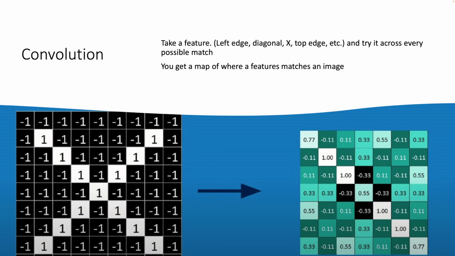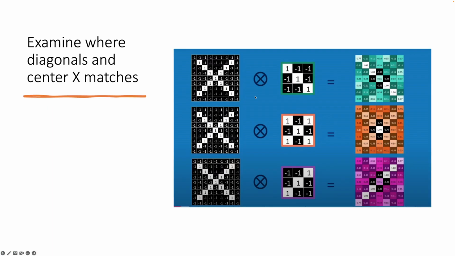All right, so let's look at convolution. We're going to take a feature, such as an early one, such as an edge or an X or a slash. And we are going to try to cross every match. And then we're going to get a map of where each feature matches. So let's take a look at this one. We have 3 different filters: backslash, I'll call that, X, and forward slash.